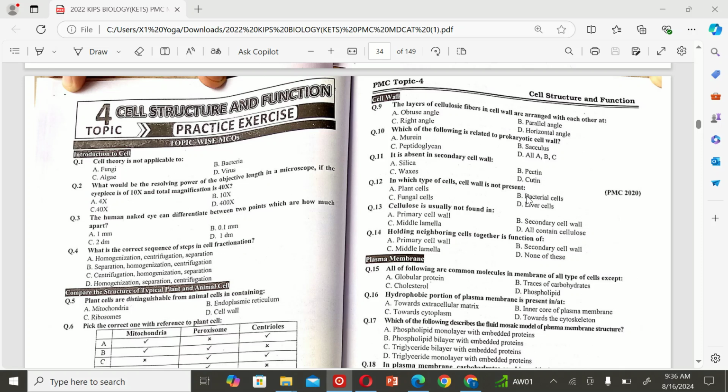Let's get started. So the first MCQ is: cell theory is not applicable to A. fungi, B. bacteria, C. algae, and D. virus. So the correct option is D.